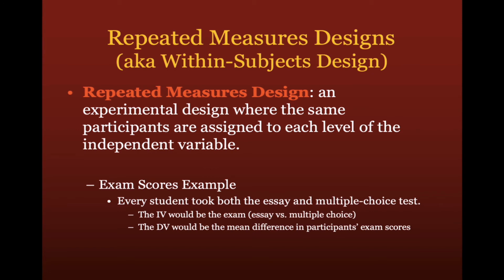Another type of experimental design is what's called a repeated measures design, also called within subjects design. This is when participants are assigned to more than one level of the independent variable. So an example we have here, students took an essay test and a multiple choice test, right? So in one level, they take the essay test, and then later they take the multiple choice test. Or it could be they take the multiple choice test and then the essay test. The point here is that they take both types of tests, and you want to see if student scores differed on the essay test versus the multiple choice test.